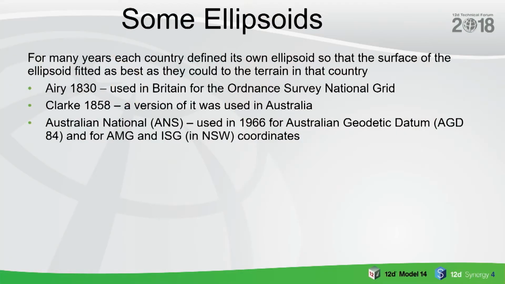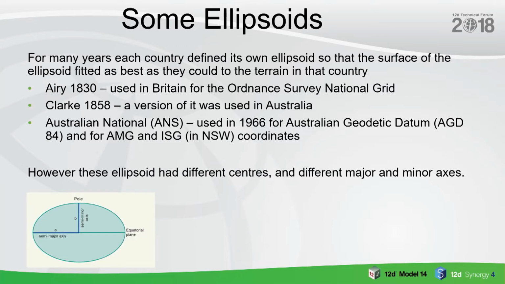There have been many of them around over time. They tended to usually set them up with the centre of the Earth and a radius, so it sort of fitted your topography quite well. So there's the Airy 1830 was used in Britain. Clark 1858 was one in Australia. There's another one that was used for the ANS coordinates in 66, for what we call the Australian Geodetic Datum. They all had different centres of the Earth, all had different radii for the major and minor axes.